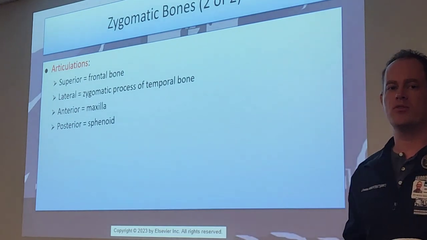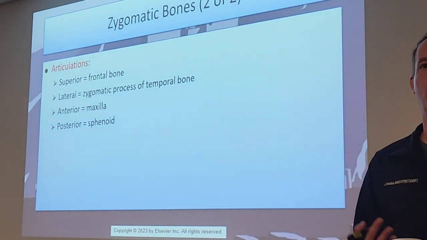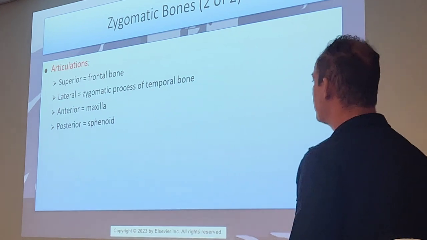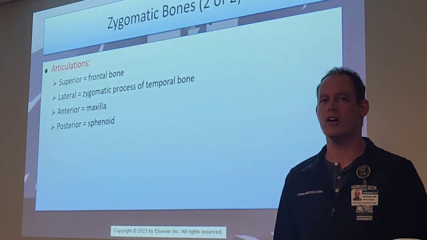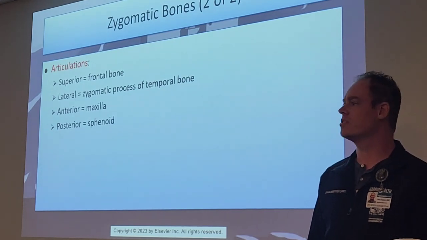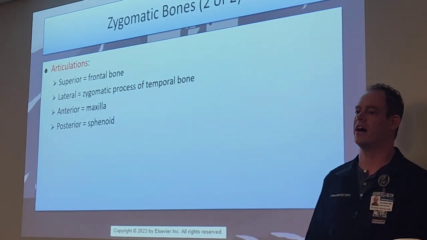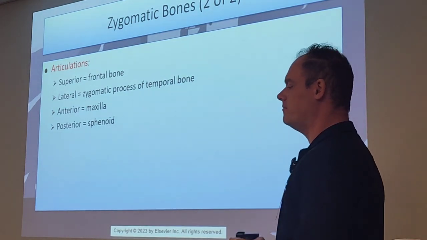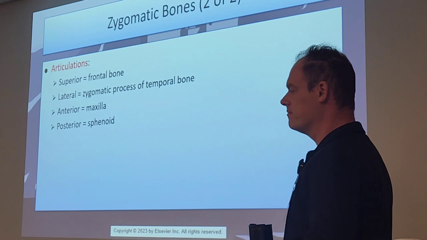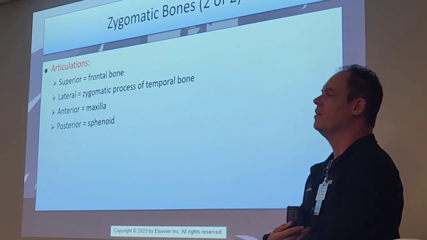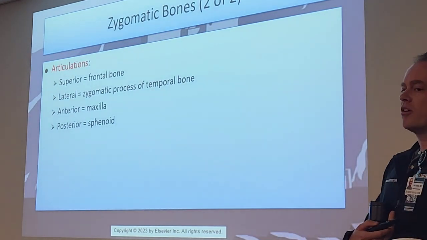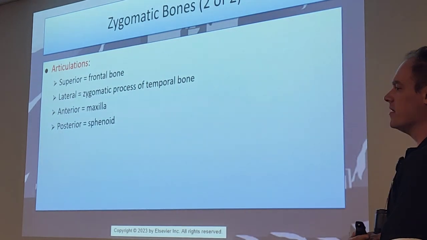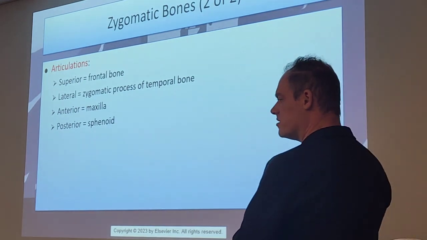All right, as we always go through these, we talk about the articulations as well. What is this bone connecting to? Of course, the frontal bone, the zygomatic process of the temporal bone, forming that arch, the maxilla, and of course the sphenoid. That sphenoid connects to a lot of stuff. And when you're seeing superior, lateral, anterior, posterior, that's showing you in what direction that's connecting to those corresponding bones on the articulations.